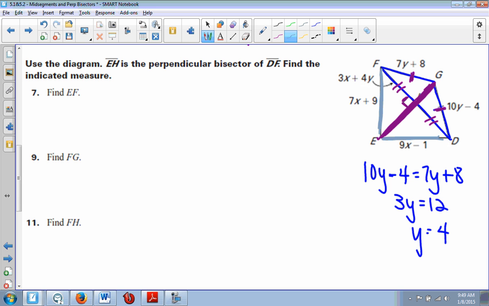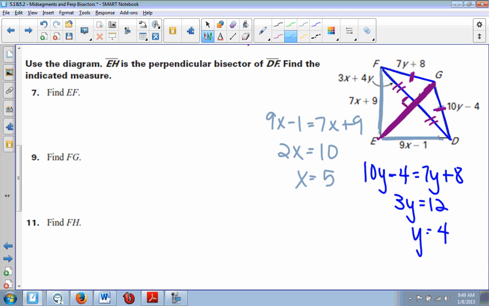So I'm going to set those pieces, 9x minus 1 and 7x plus 9 equal to each other. And we're going to solve for x. Adding 1, subtracting 7x. We get an equation of 2x equals 10. Dividing by 2 gives me an x value of 5.